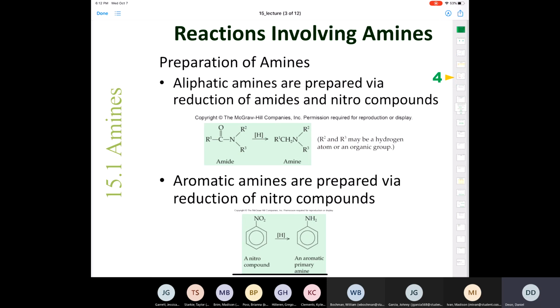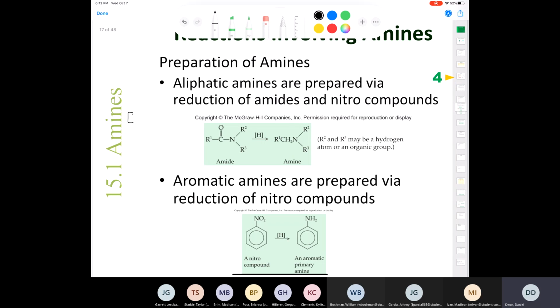Well, the first thing that is shown here is that we can prepare an amine by the reduction of an amide or a nitro compound. And those are both exemplified on this slide. The first one shows the reduction of an amide. And if we take that amide and we treat it with reducing conditions, remember that when we have a hydrogen atom shown inside square brackets, this is just another way of saying reduction or a reducing agent. It doesn't specify what it is because there are so many out there that could do this reaction.